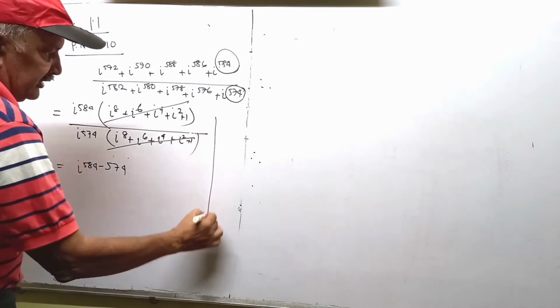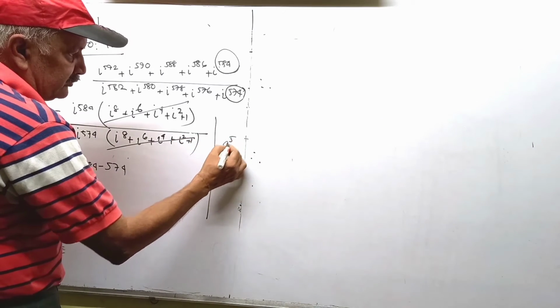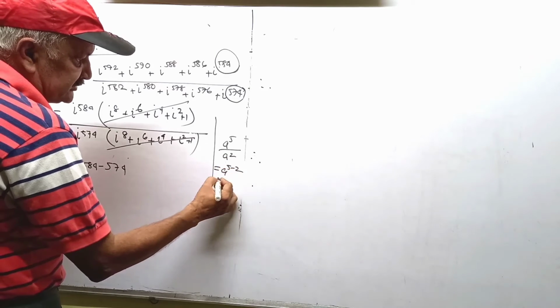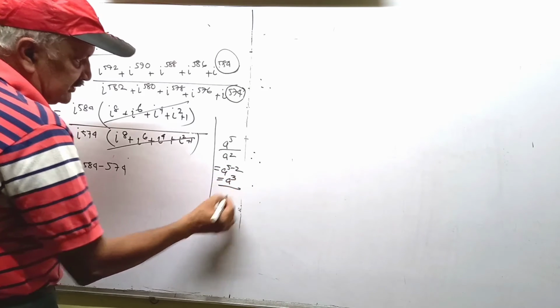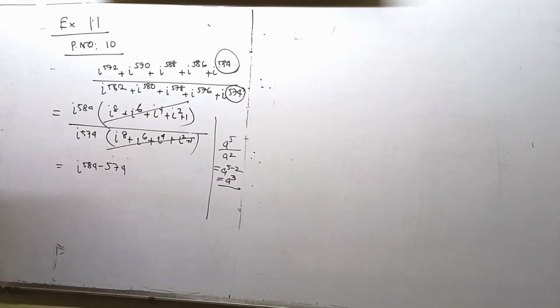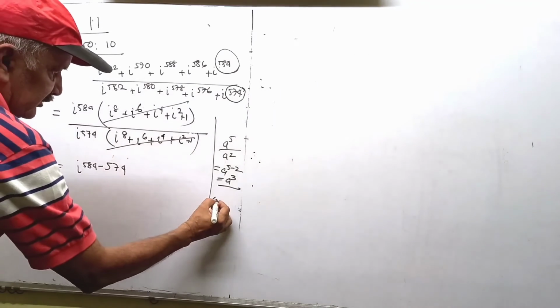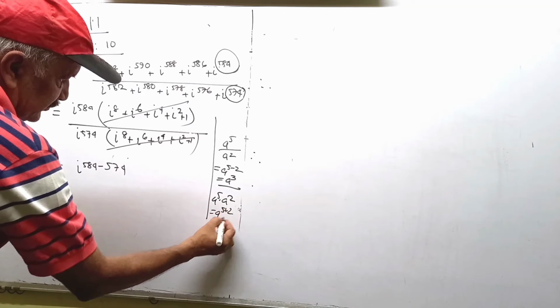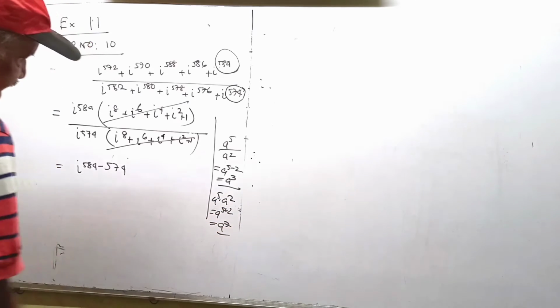How is this formula? We know a to the power 5 by a equal to a to the power 5 minus 1, equal to a to the power 4. In division the powers are subtracted. Suppose a to the power 5 into a square, 5 plus 2, a to the power 7.